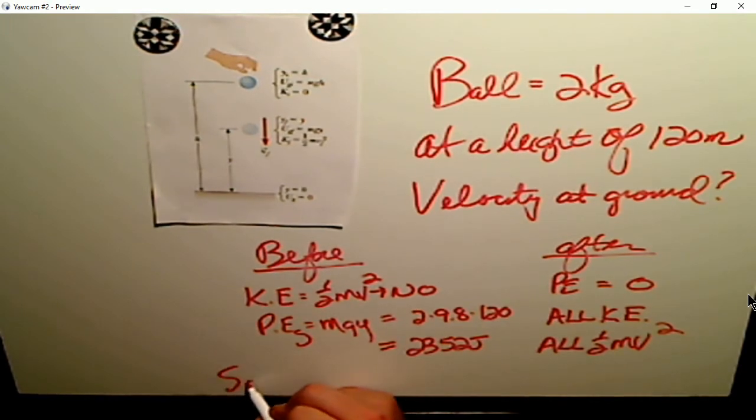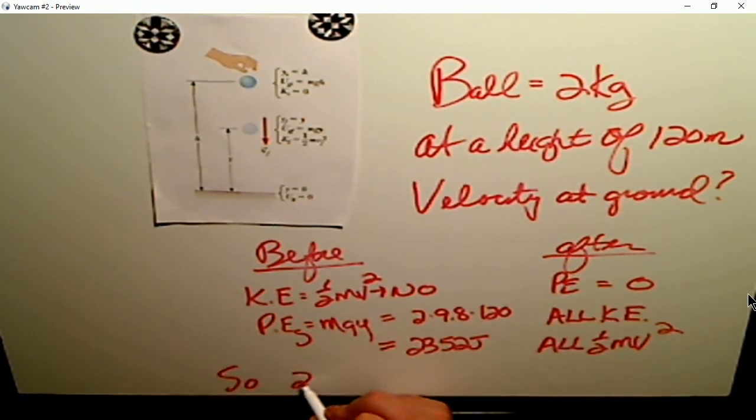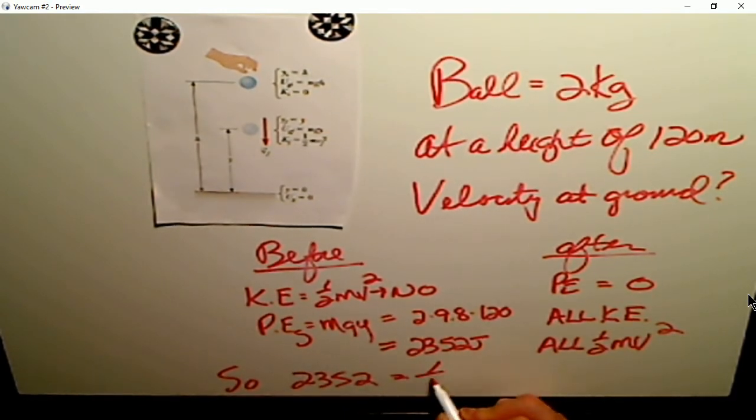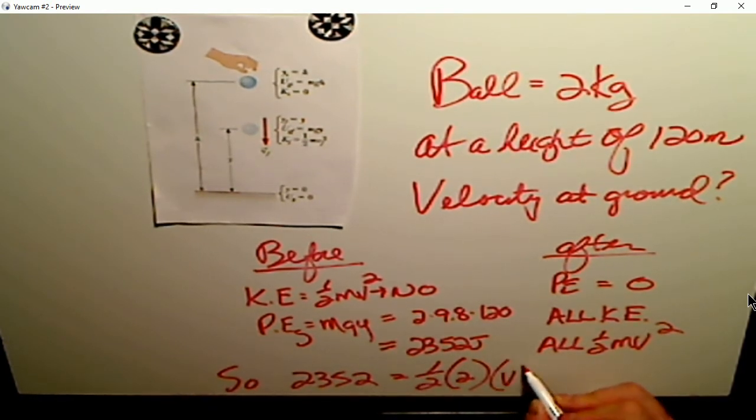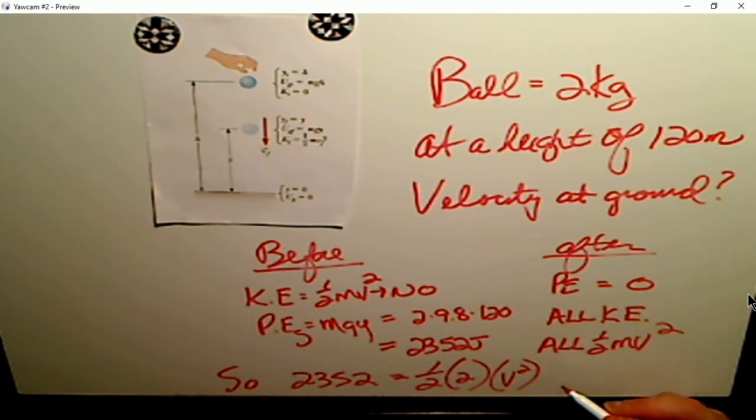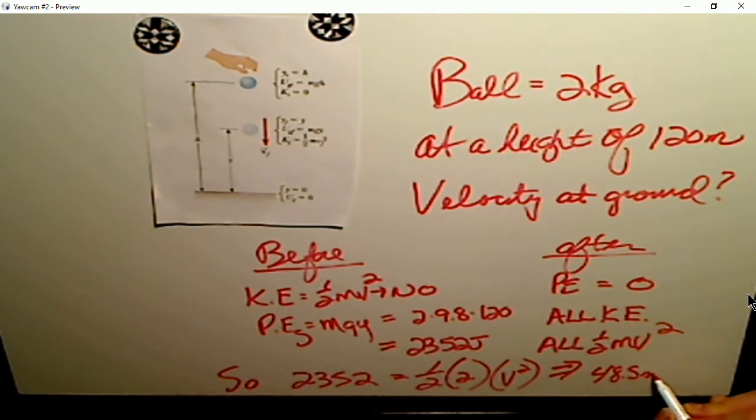So, the total energy in the system doesn't change whether at the top or bottom, is equal to 1/2 times the mass, 2, times velocity squared. You've got one variable here. Solve for that variable. That leads us to 48.5 meters per second. Again, we could have used kinematics for this.